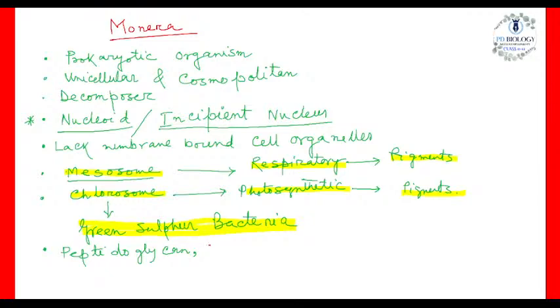So the cell wall is composed of peptidoglycan and teichoic acid and a lipoprotein. What's the name? That is Braun's lipoprotein. Very important, the cell wall composition.